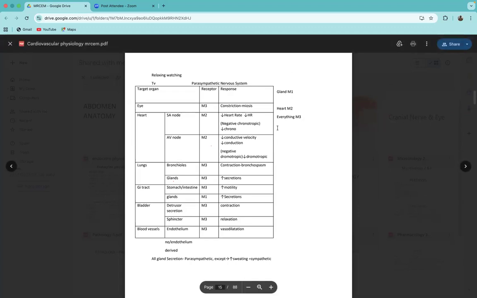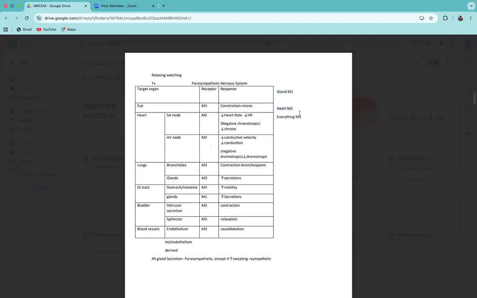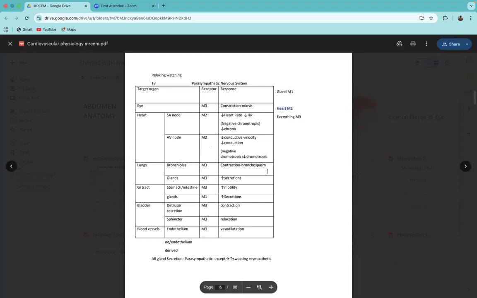So if we summarize this, in glands, which are present in the GI tract, there is increased secretion due to the effect of the parasympathetic nervous system through the M1 receptor. In the heart, there is the M2 receptor in the SA node and AV node, and both cause negative chronotropic and negative dromotropic effect. Everywhere else, there is M3 receptor, which performs different functions. In the eye, there is contraction and miosis. In the lung, there will be contraction and bronchospasm, and increased secretion as well. In GI muscles, there will be increased motility.